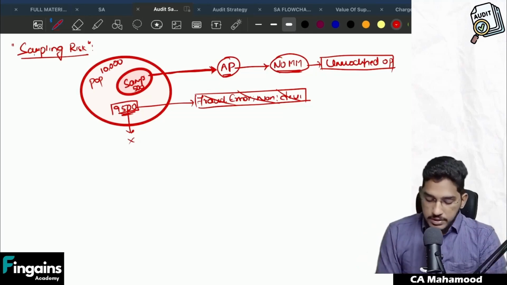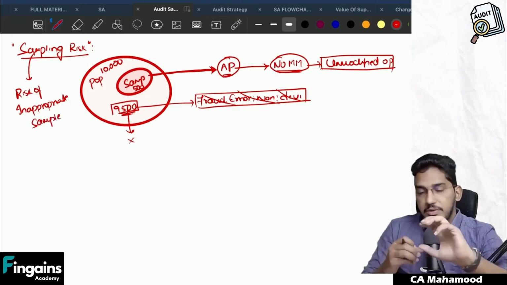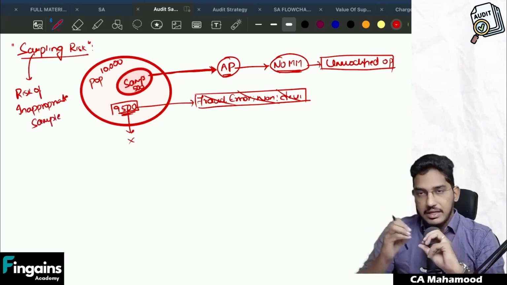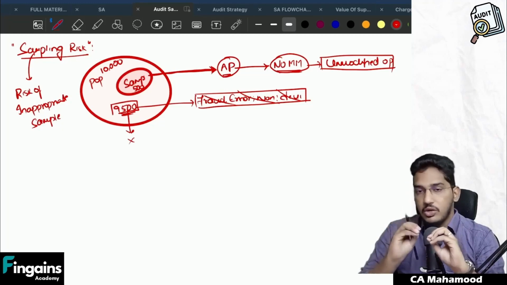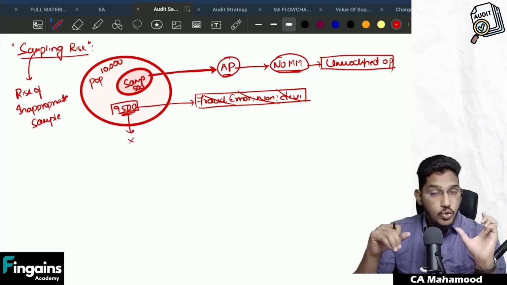If I have to say it in simple terms, sampling risk means the risk of selecting an inappropriate sample. That means you are not able to select an appropriate sample. You are selecting the sample in such a way that frauds, errors, etc. are not getting covered in that sample, because of which your opinion can go wrong.